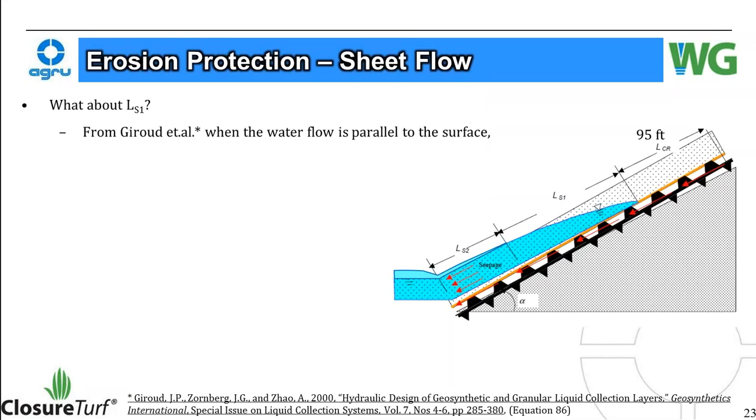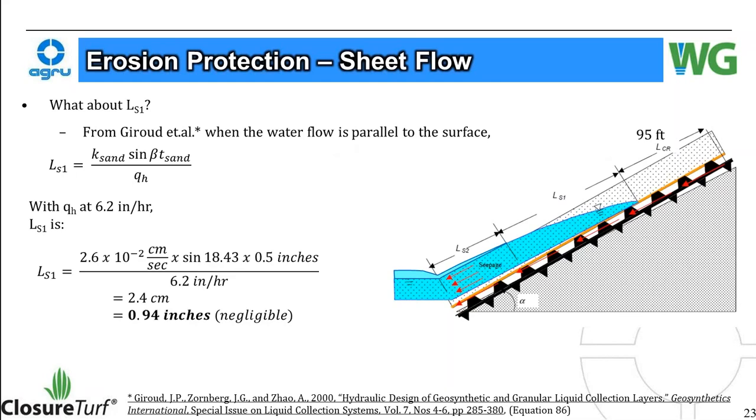Now what about L sub S1? Now from another Giroud paper, you can estimate the length when the water flow is parallel to the surface, or right about here, using this equation. Now using 6.2 inches per hour as Q sub H, we can estimate L sub S1 as this, less than an inch. It's negligible.